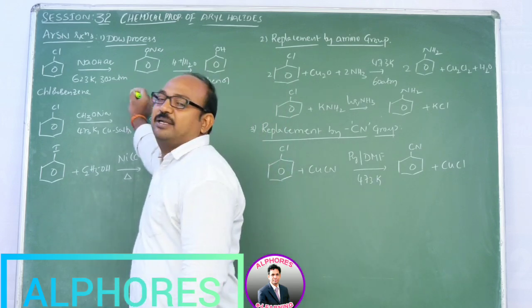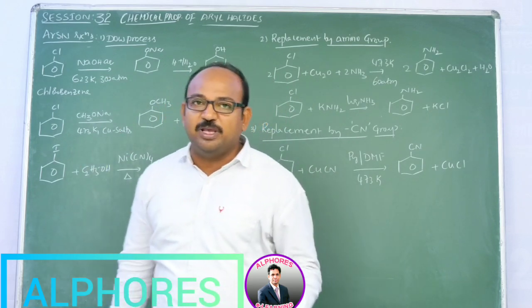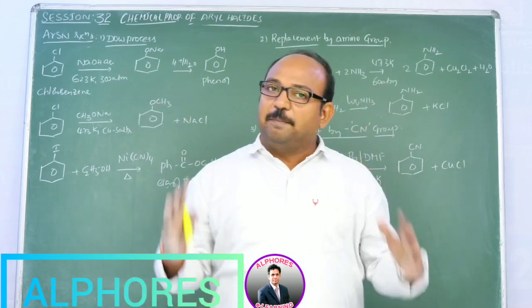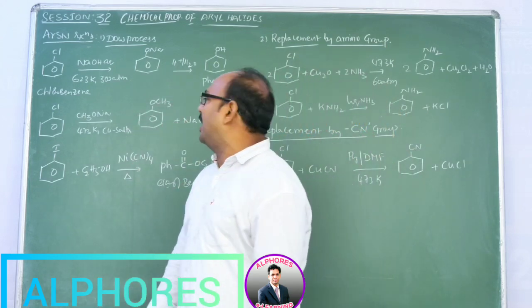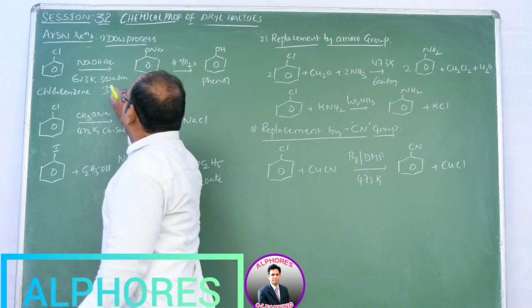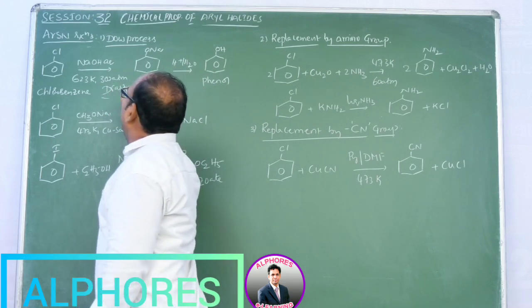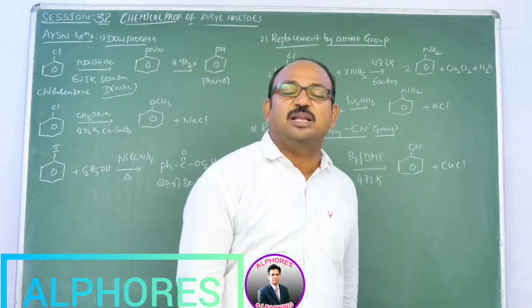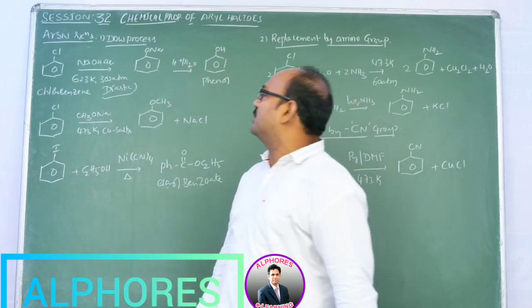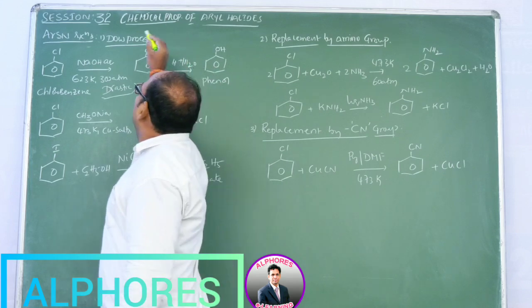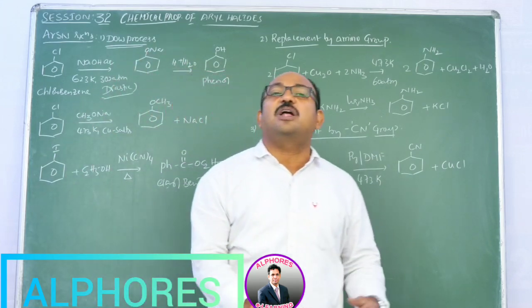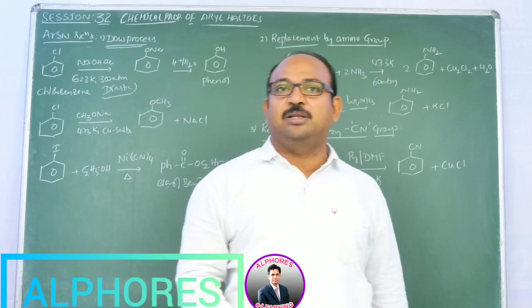Actually, this reaction can take place only in the presence of high temperature and pressure, what we call drastic conditions. Under drastic conditions only, this reaction proceeds. This process is named the Dow process, the preparation of phenol from chlorobenzene.